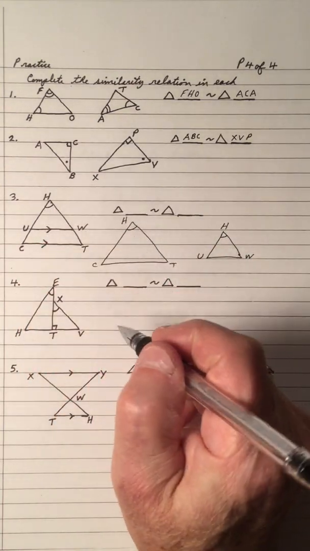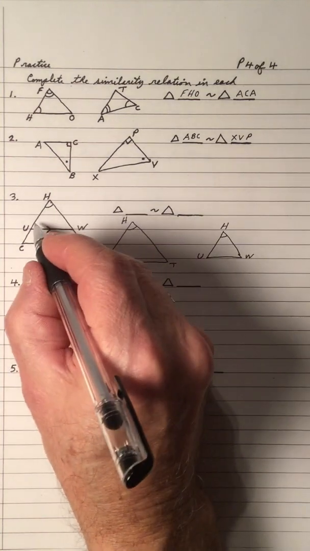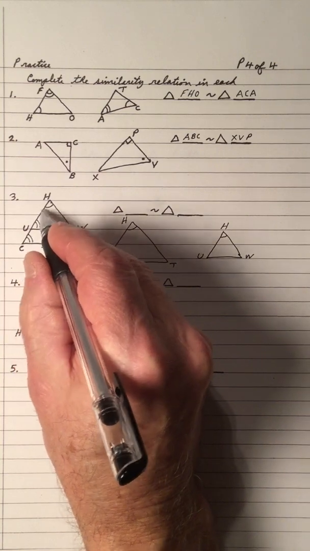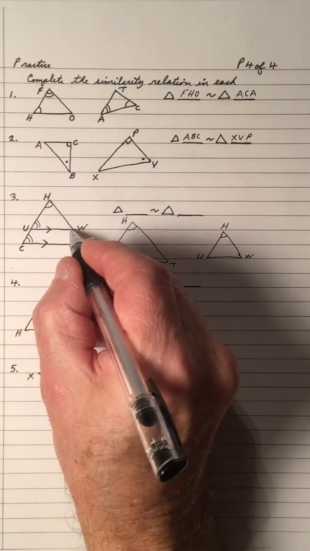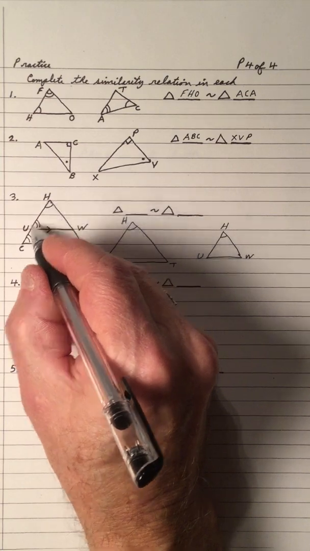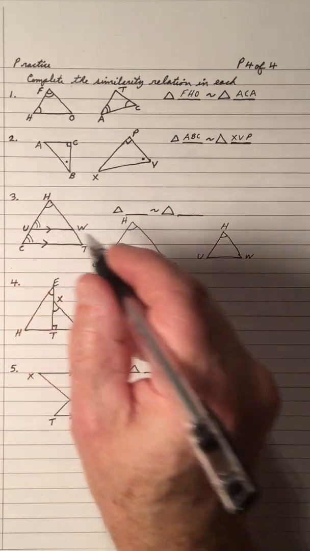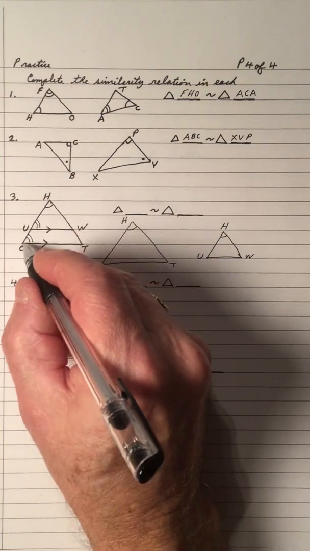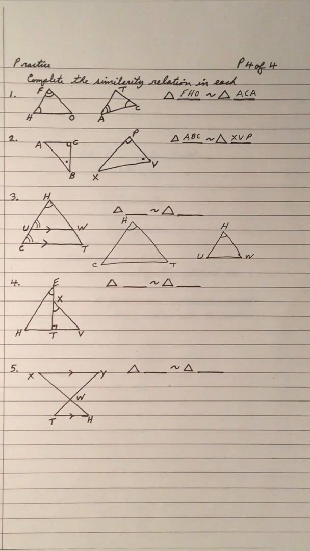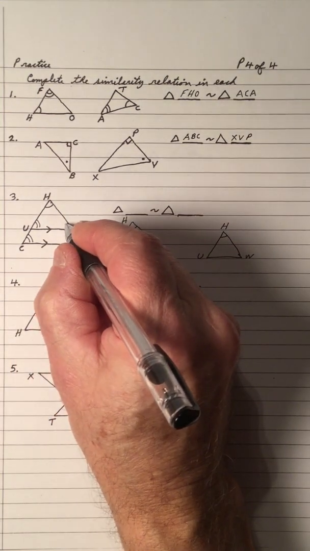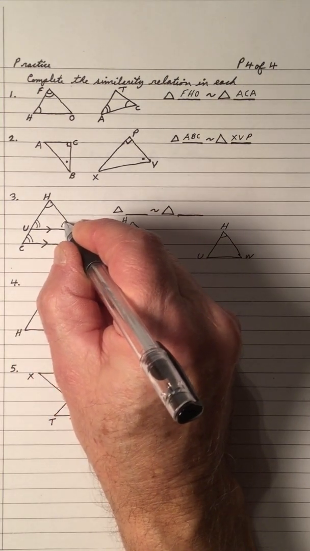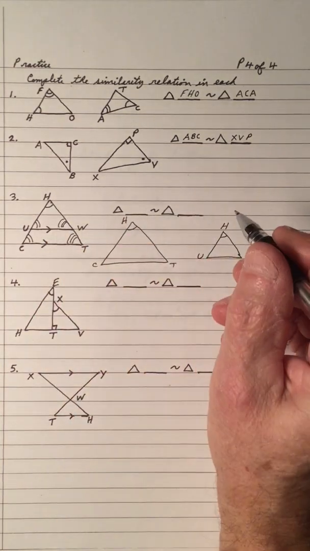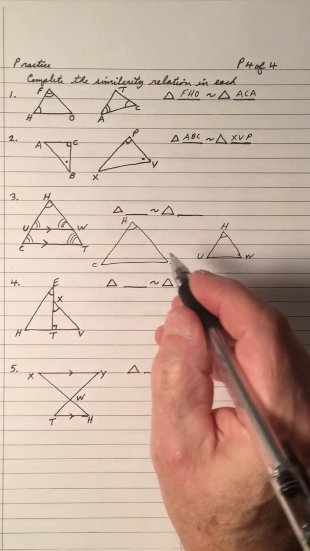So this angle H. Also, because of the parallel lines, we have this angle right here equal to this one. So this angle HUW is equal to angle HCT because of what we call the corresponding angles. Two lines are parallel, the corresponding angles are equal. And also, because of the parallel lines, this angle right here is equal to this one. So I can name all three angles, or just any two, but I only need two. I don't need all three.